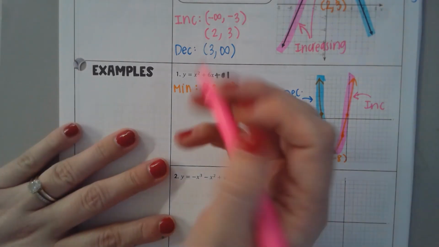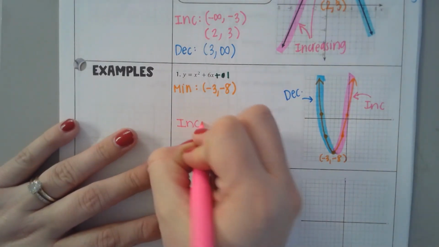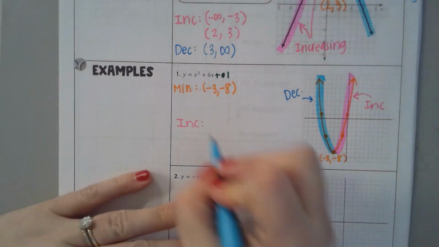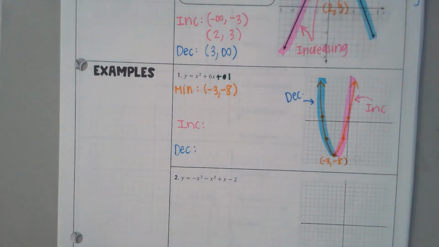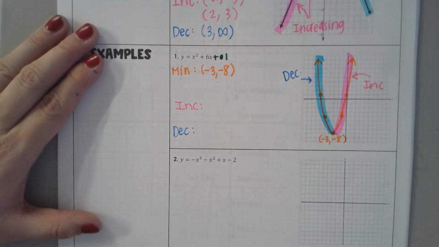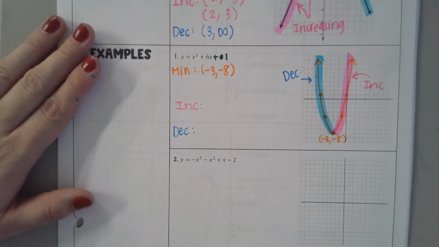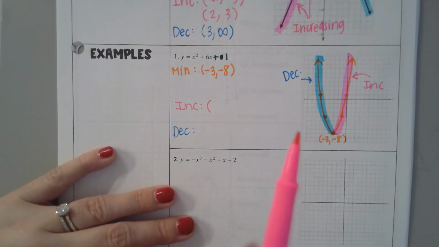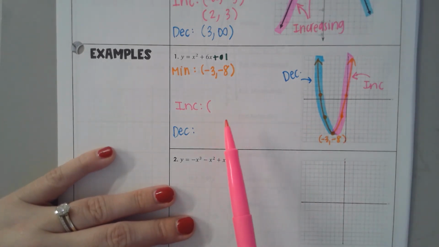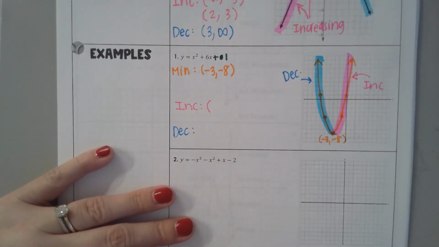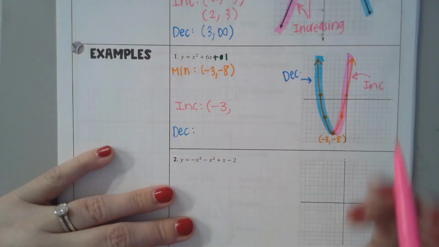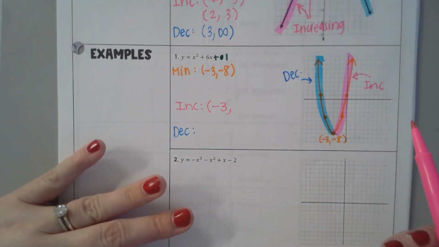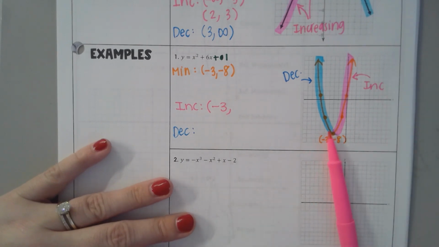It doesn't really matter which one you write first, increasing or decreasing. I tend to always write increasing first. So where is it increasing? Where does it start? Negative 3, negative 8. What's the x value? Negative 3. (-3, comma, and where does it stop? Increasing, it goes on forever.